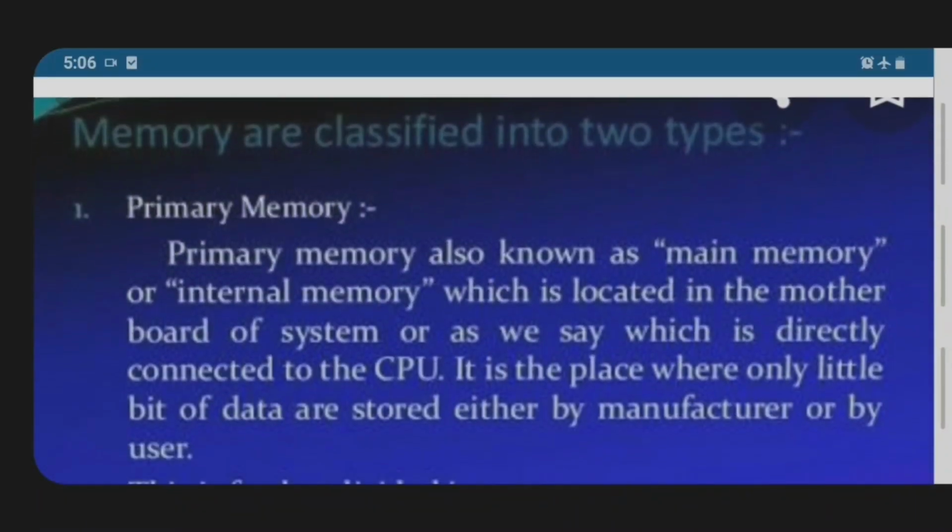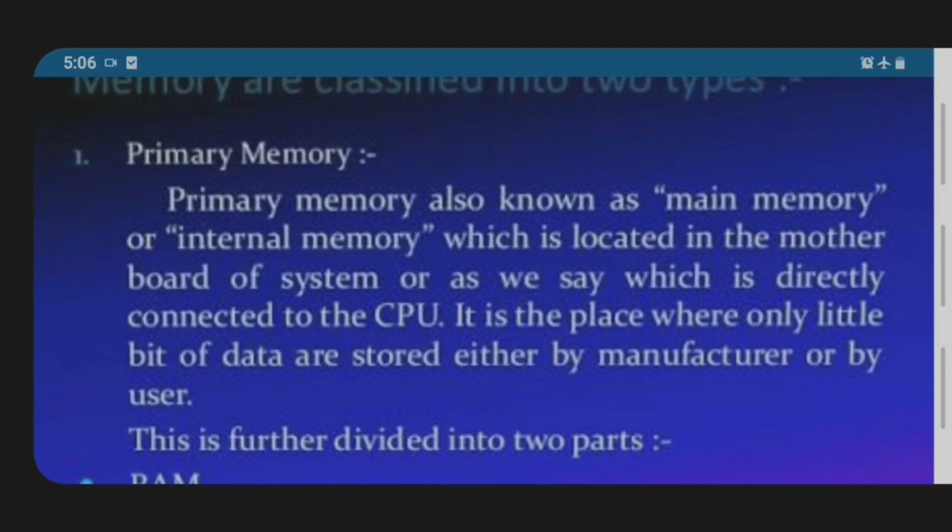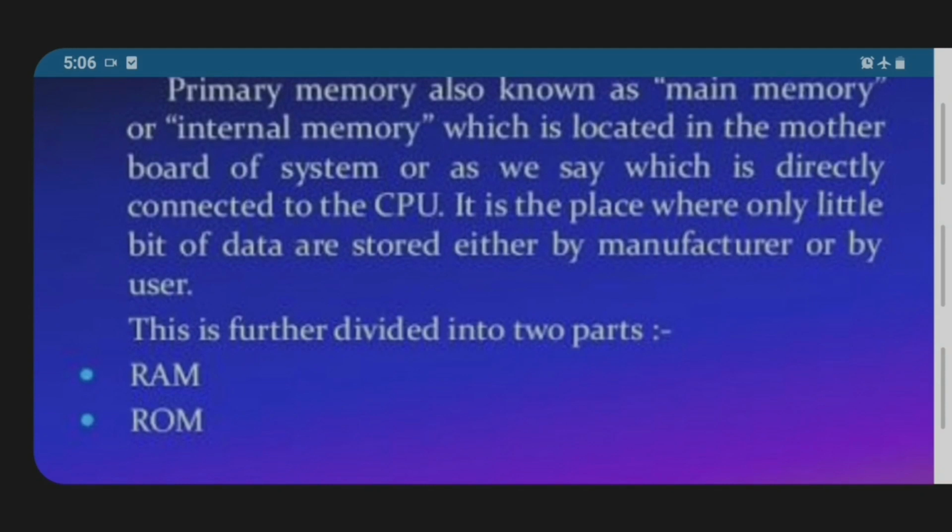Primary memory is also known as main memory or internal memory, which is located in the motherboard of the system, or as we say, which is directly connected to the CPU. It is the place where only a little bit of data is stored, either by the manufacturer or by the user. This is further divided into two parts, that is RAM and ROM.